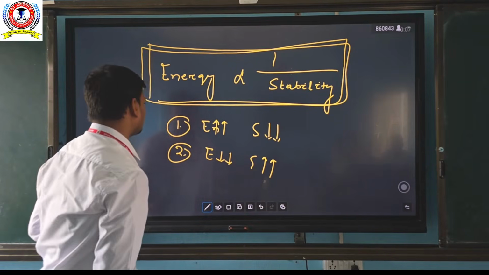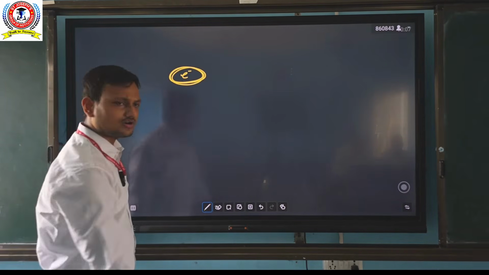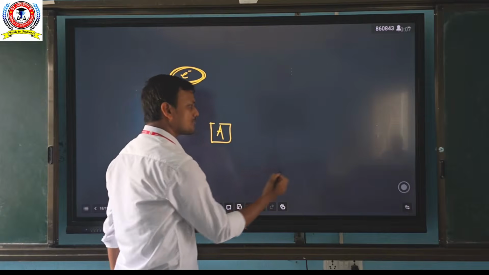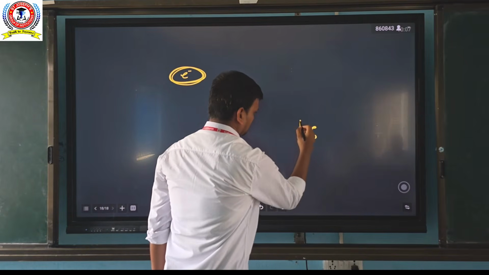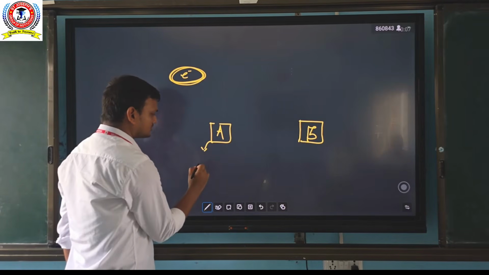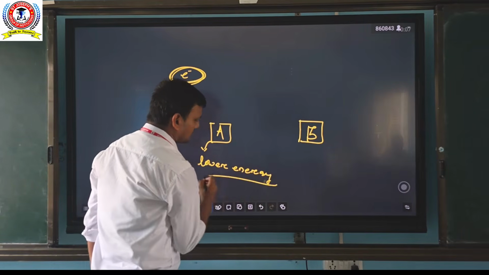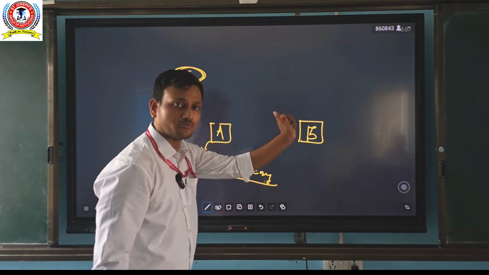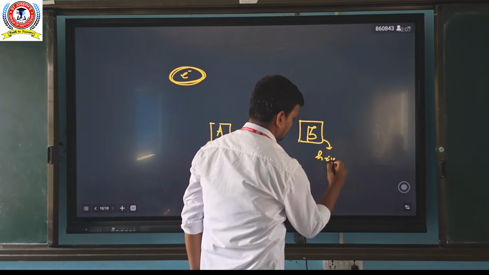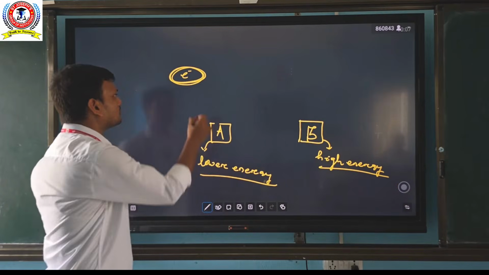Suppose, students, this is your electron. Focus in. Suppose I want to give you one place, your A place, and another place, your B place. Suppose A has lower energy as compared to B. In comparison to A, B has high energy. Suppose one electron comes.